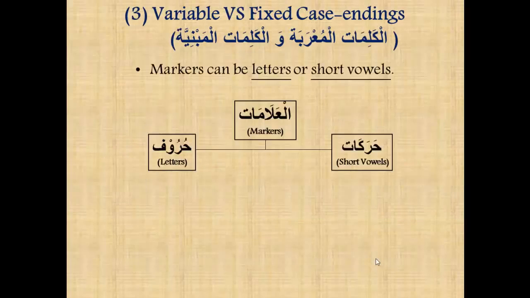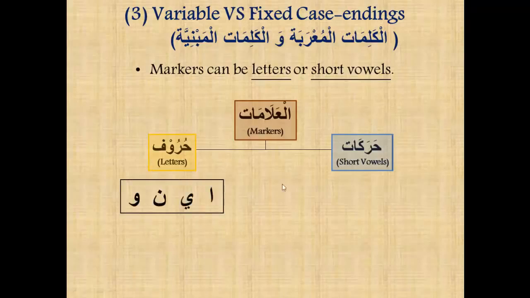What are markers? Markers are of two types. They can either be letters, huruf, or they can also be harakat, short vowels. Now this depends on the word, it also depends on the case. What are the huruf? They are alif, ya, noon, and waw. Alif, ya, noon, and waw. That is your selection of huruf for markers.